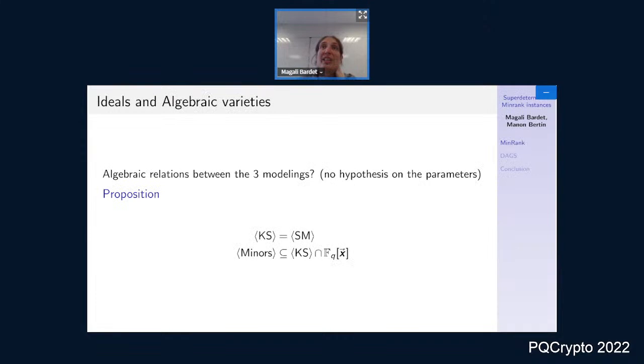The purpose of this paper is to analyze the relation between the three modelings, that is, between the three ideals generated by the three kinds of equations. And the result is this one. The Kipnis-Shamir equations and the Support-Minors equations generate exactly the same ideal. And the Minors equations, which depend only on one set of variables, are included in the intersection of the Kipnis-Shamir ideal and the variables. So this is the main result.